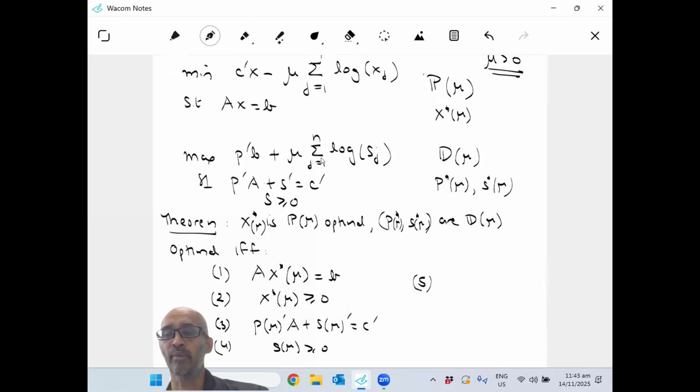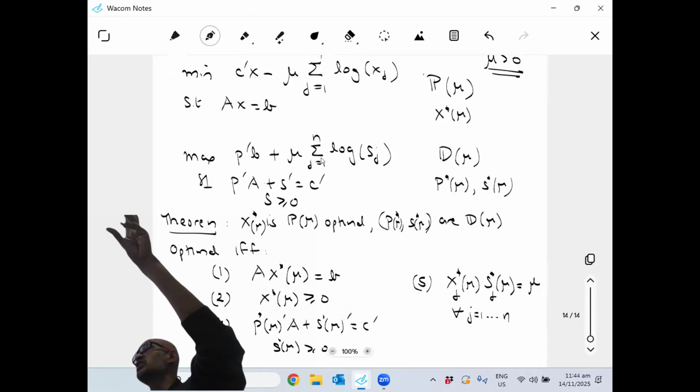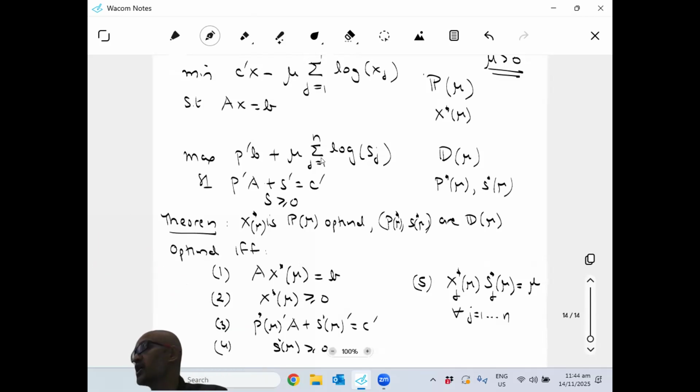And five, complementary slackness in this problem will look like x star of mu times s star of mu is equal to mu for every variable. Remember, this is exactly primal feasibility, and this is exactly dual feasibility. When I write the standard primal-dual LP, I would have the same primal and dual feasibility conditions. The only thing that has changed by doing this parameterization with the barrier function is this condition.